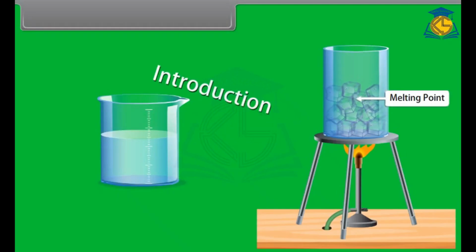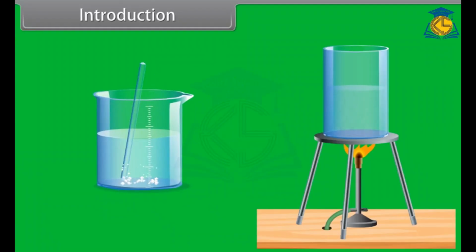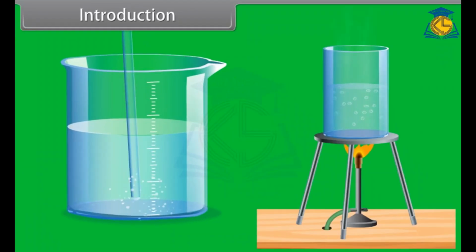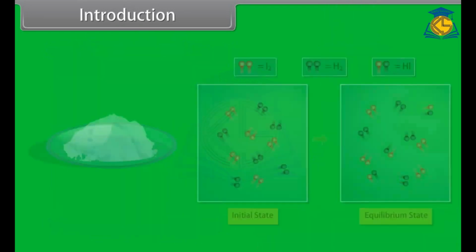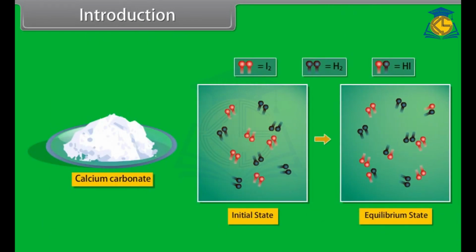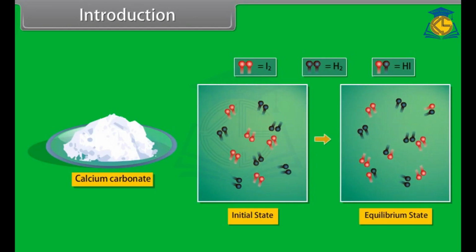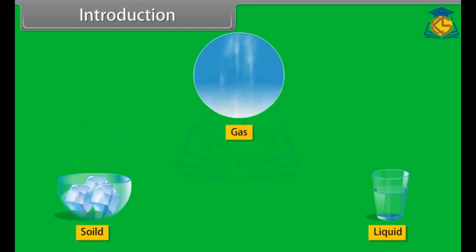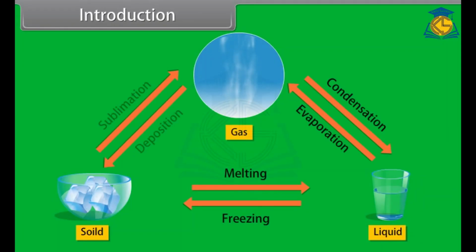Introduction. Hey kids, today we will learn equilibrium. Physical equilibrium involves a state of equilibrium of a system which undergoes phase transformation. For example, dissolution of salt, evaporation of water, etc. The equilibrium in chemical processes such as decomposition of calcium carbonate or reaction between hydrogen and iodine is called chemical equilibrium. The common physical equilibria are solid and liquid, liquid and gas, solid and gas.